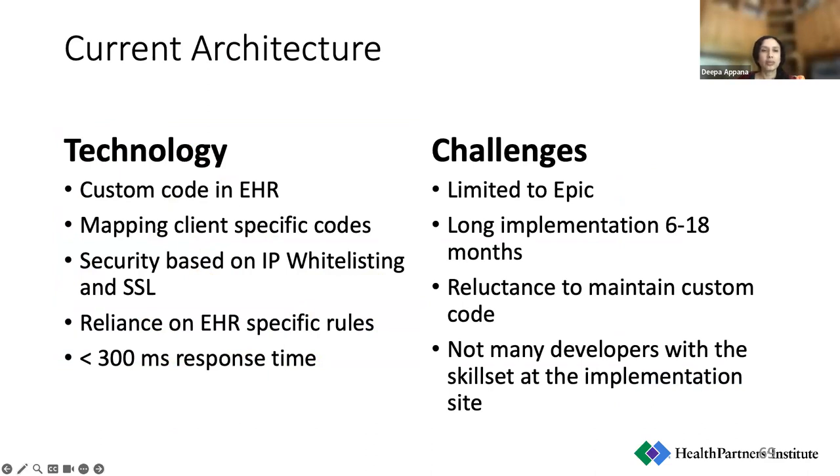So I just want to talk a little bit about our current architecture, and we are currently moving to FHIR, so how the transition is going and the challenges that we're facing. Our current architecture is that we have custom code that's written in MUMPS, in Epic. And every client that needs to implement this has to take our custom code and implement it in their system. And the other challenge right now is mapping client-specific code. So medication: each time we go to a new system, we have to look at what those EMR IDs are and what medication they actually map to.